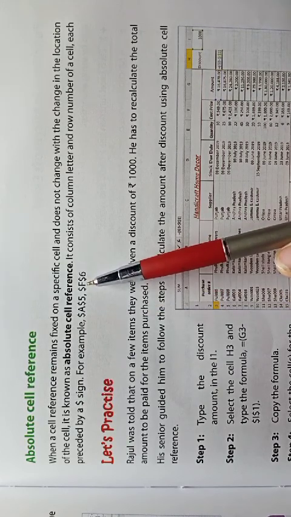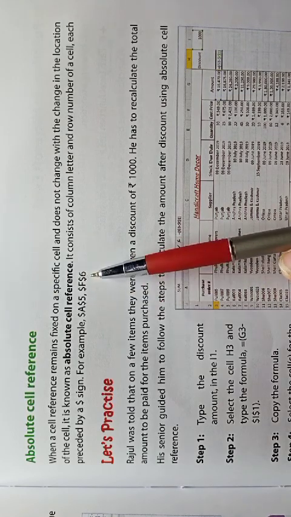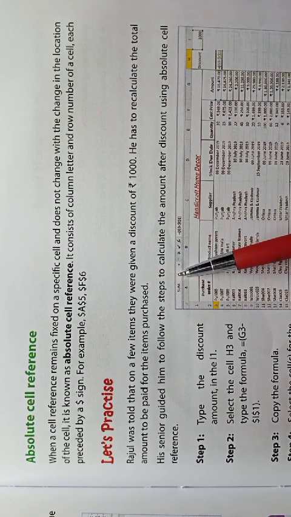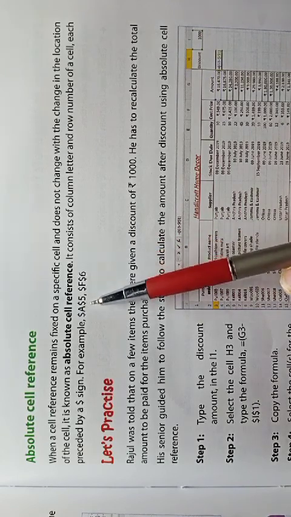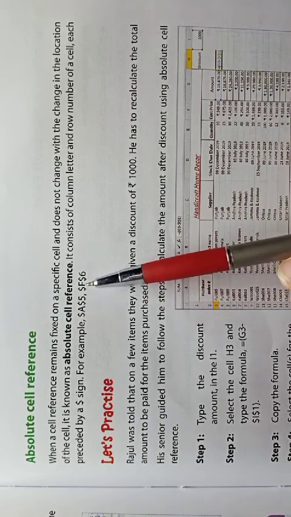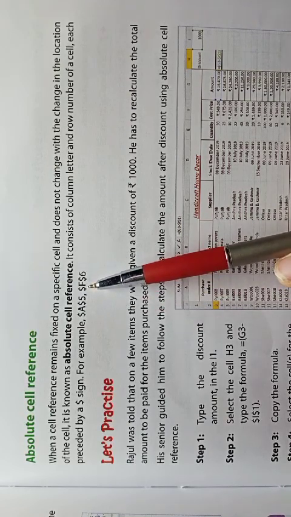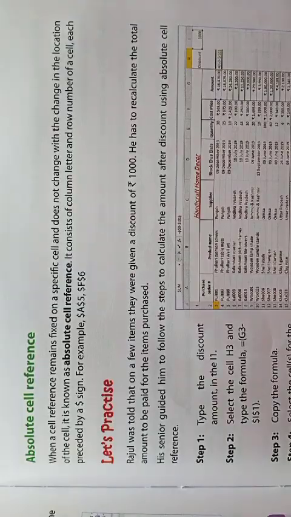Here F column is fixed, sixth row is fixed. This all is fixed. That means if you drag down from here, these are not going to change. You may move even to the last cell, but this address is not going to change. So because it is not changing, we call this the absolute cell reference.